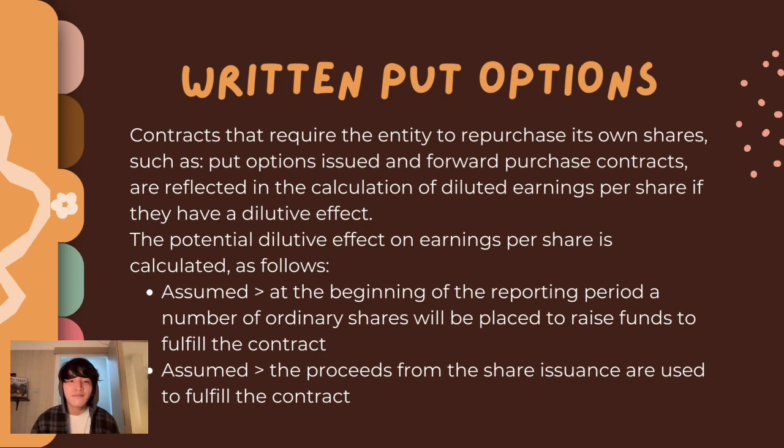The next slide is written put options. Contracts that require the entity to repurchase its own shares, such as put options issued and forward purchase contracts, are reflected in the calculation of diluted earnings per share if they have a dilutive effect. The potential dilutive effect on earnings per share is calculated as follows. The first one is to assume that at the beginning of the reporting period, a number of ordinary shares will be issued to raise funds to fulfill the contract. And assume, again, the proceeds from the share issuance are used to fulfill the contract.